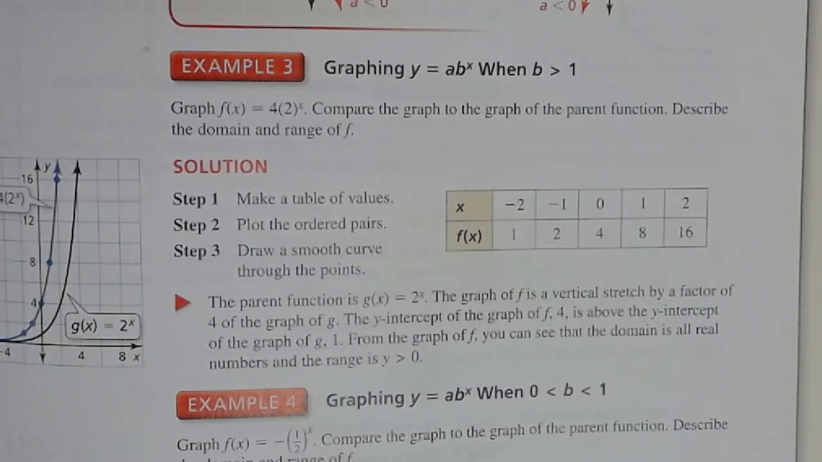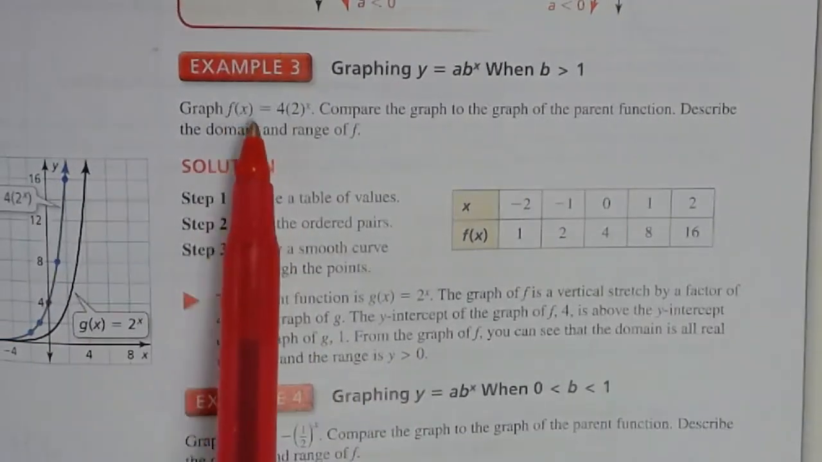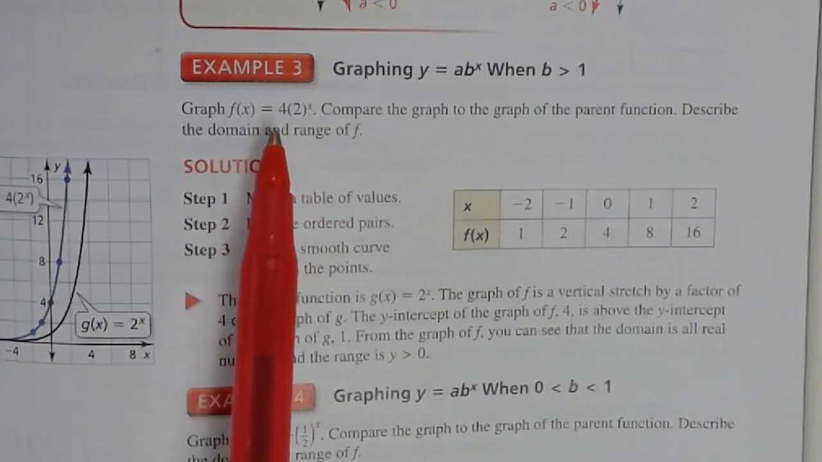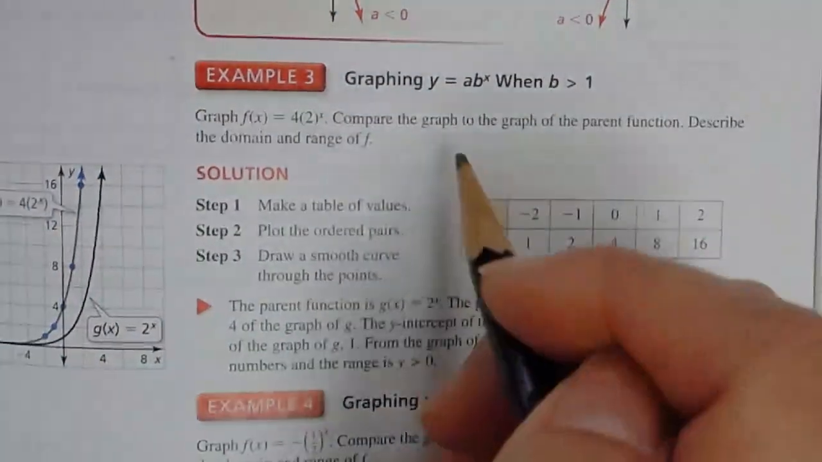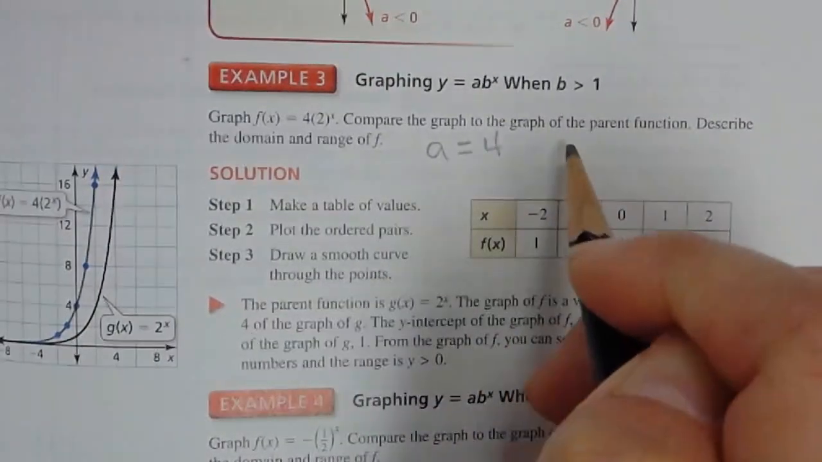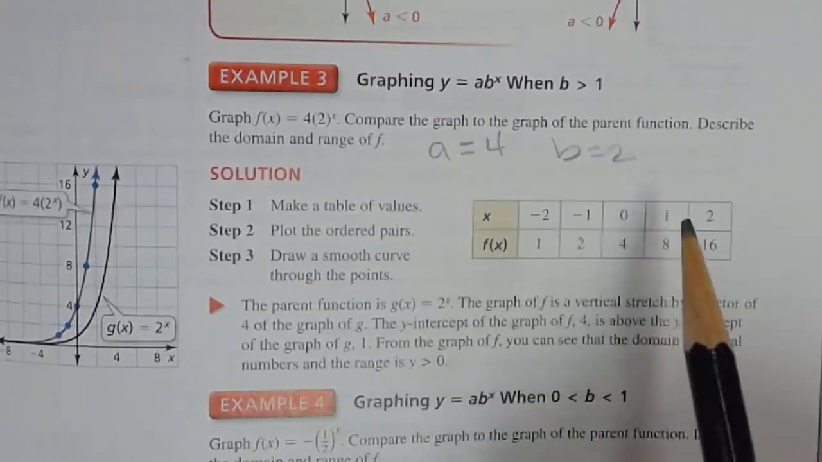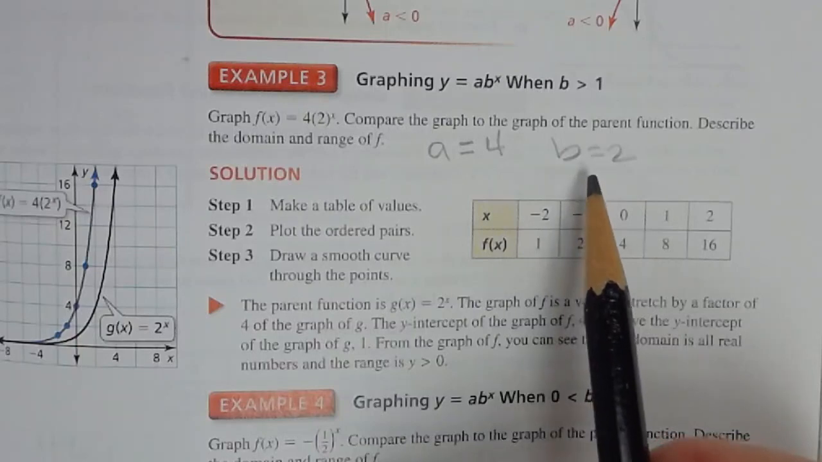Alright, so let's look at example 3 a little bit more carefully. So here's what it looks like. f of x equals 4 times 2 to the x power. Okay, which one is A? 4. So I'm going to just write in my book. Sorry, I'll erase it later, I promise. A is 4. So what's B? 2. B is 2. Okay, so looking at my notes, I'm going to look at B first. Is B greater than 1 or is it between 0 and 1? Okay, it's greater than 1.